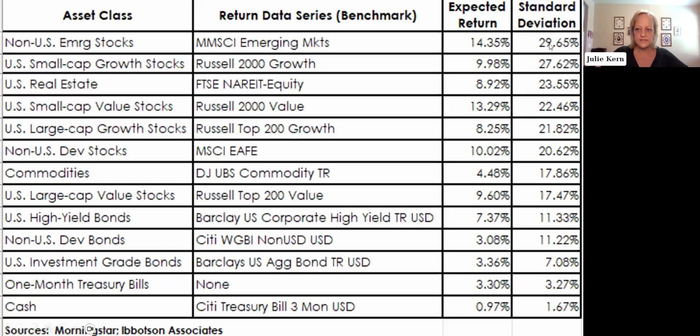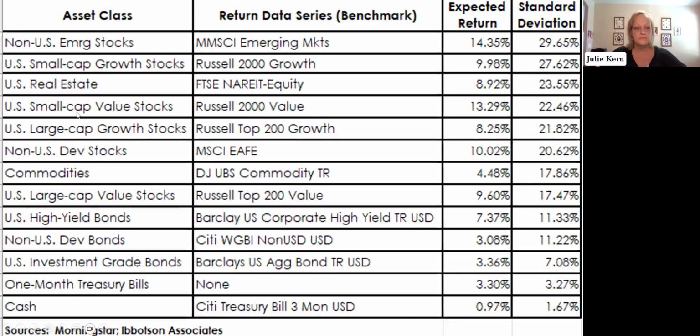So if we go down this list, you can see from emerging markets all the way down to cash, these are the standard deviations. And as we would expect, the returns are mostly going from highest to lowest as well. You can see there's a couple of outliers. For example, right here, US small company value stocks.